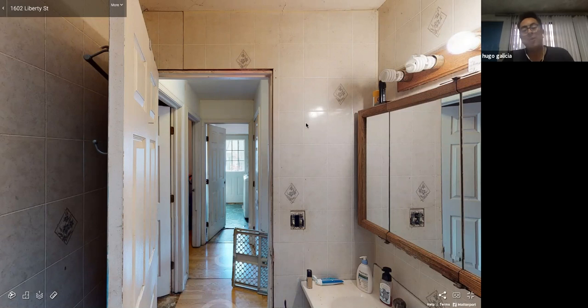Best case scenario, we're going to hit $30,000, no question, with the electric. If the electric just requires new outlets, switches, GFIs, if it's minor, we're hitting $30,000 right off the bat.